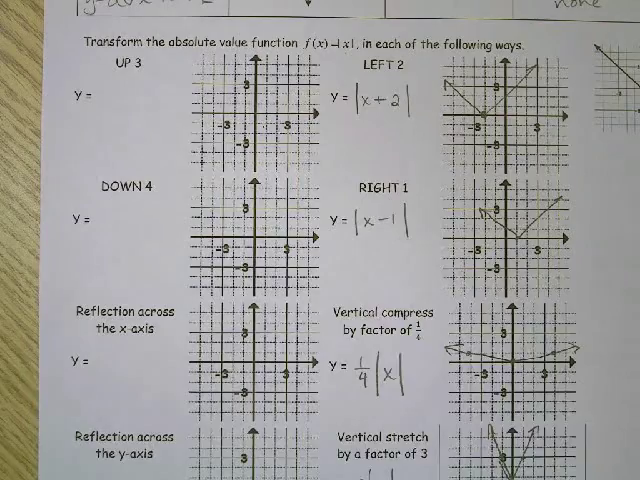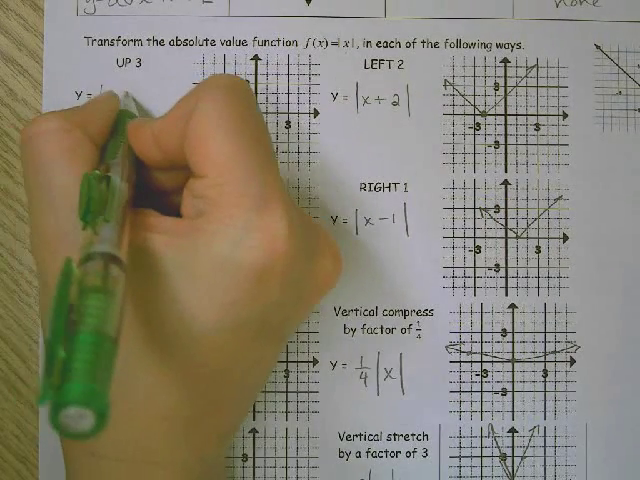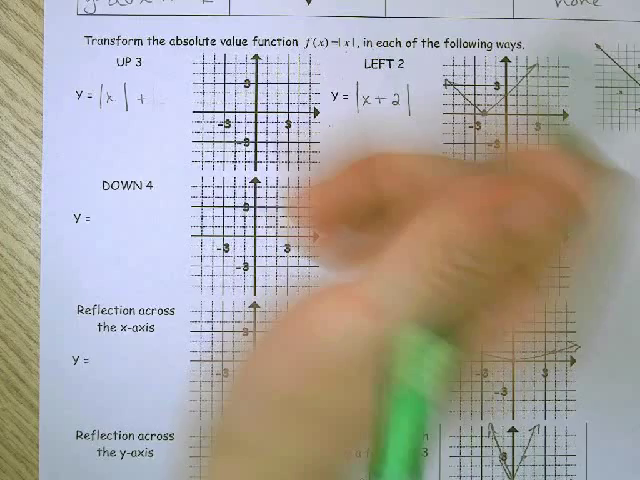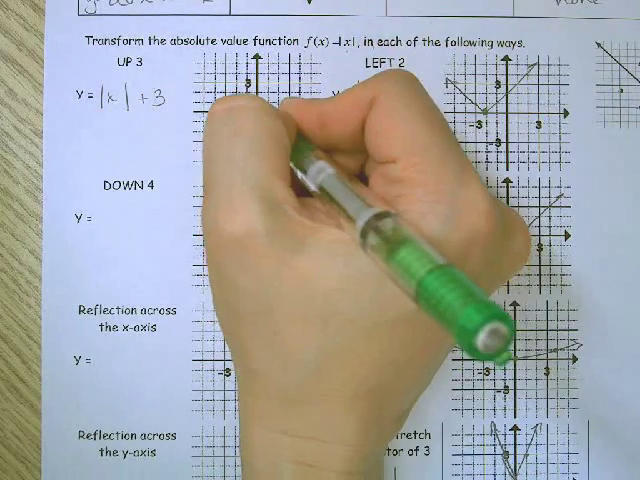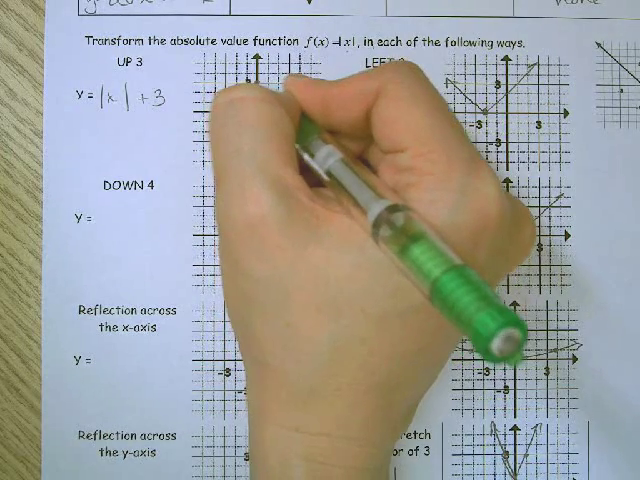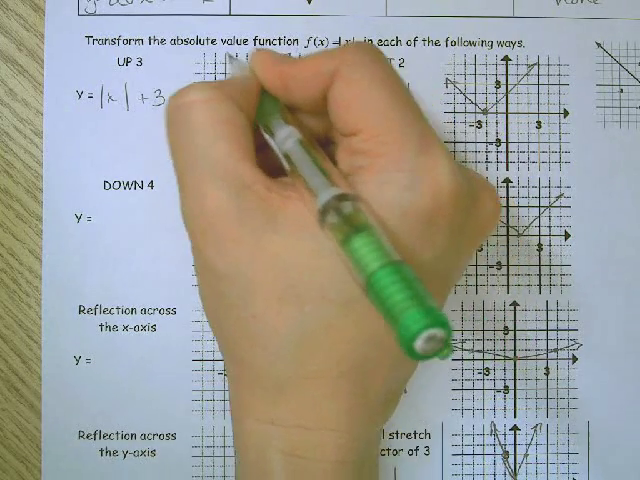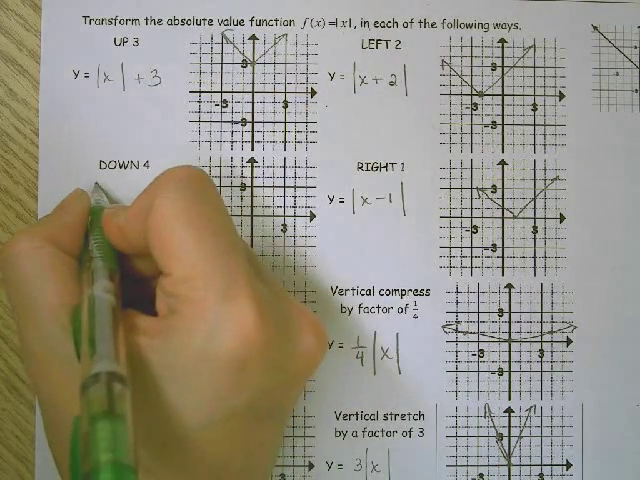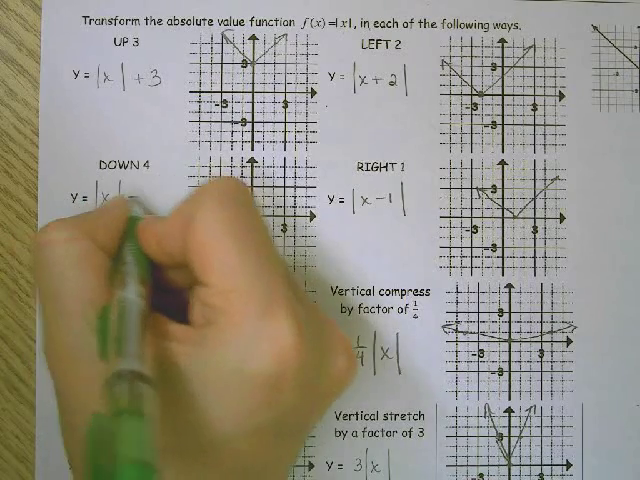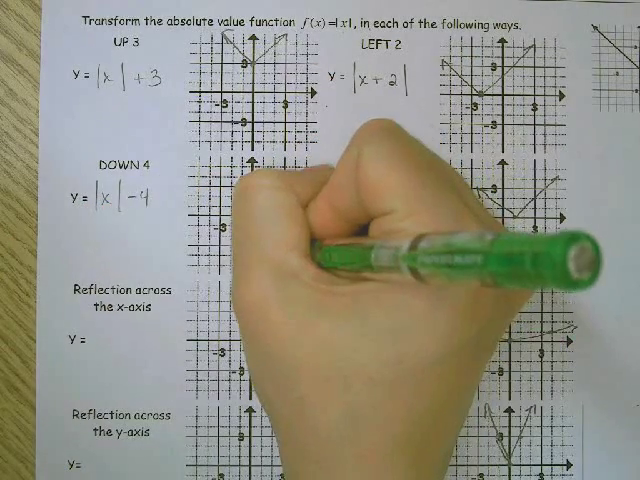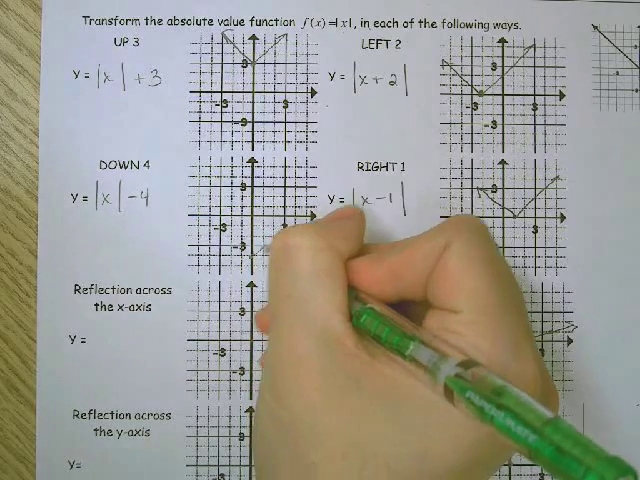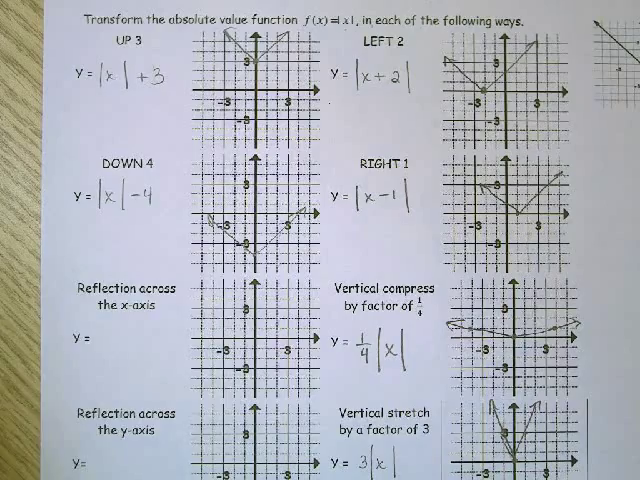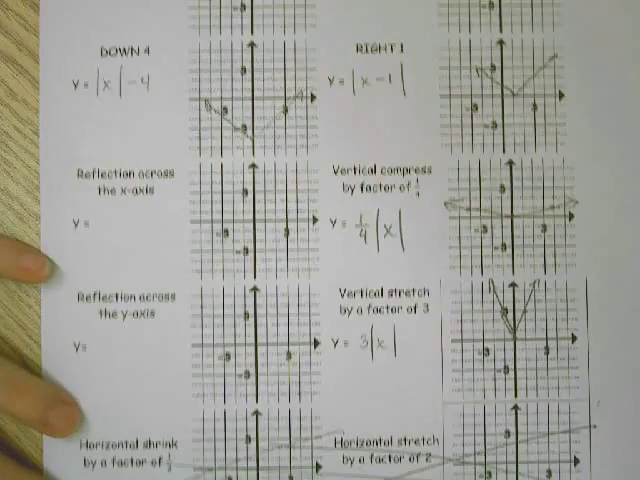If we move it up 3, that's going to be the absolute value of x plus 3, because k is what moves it up and down. So I'm going to take my vertex, take it up to 3. Down 4, absolute value of x minus 4. Still going to be pointing up. Going out 1 and up 1, that was not super duper precise, but you get the point.